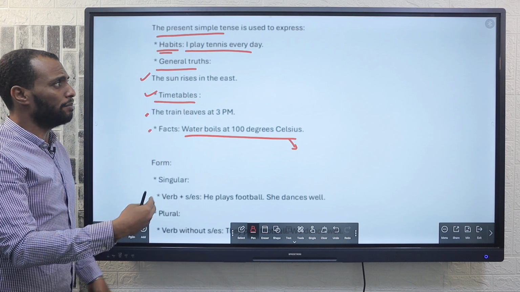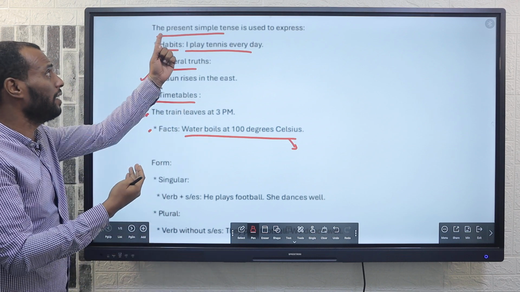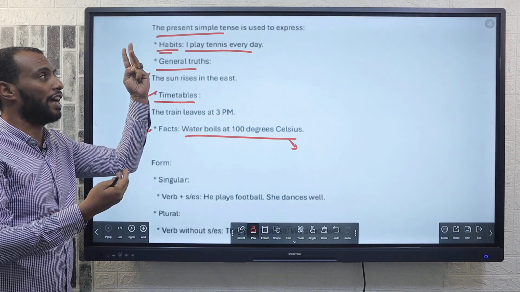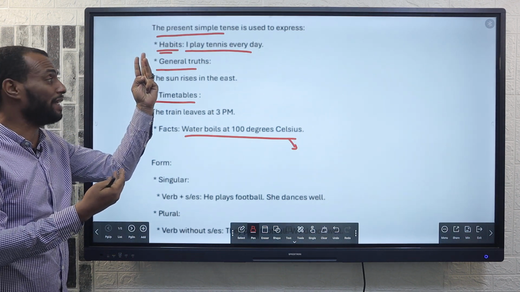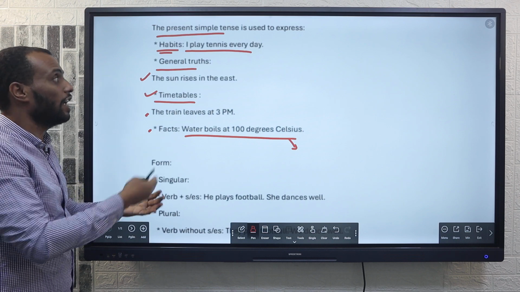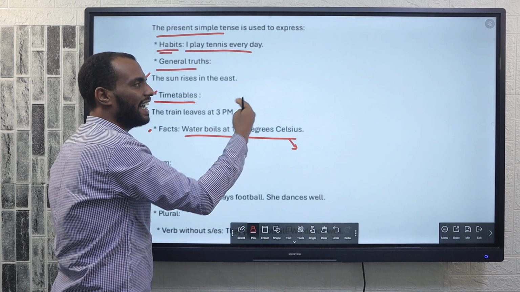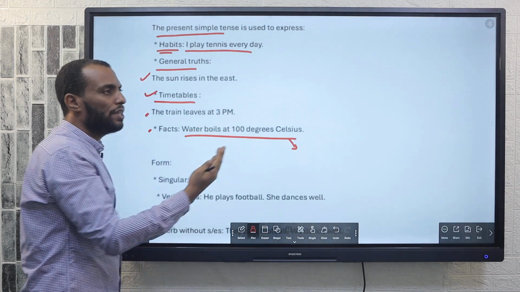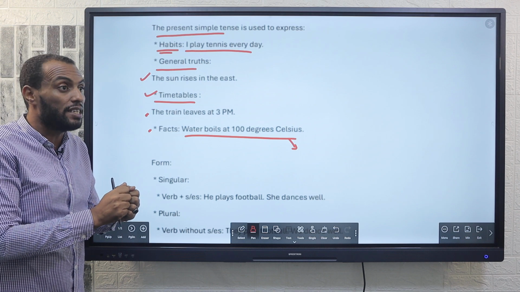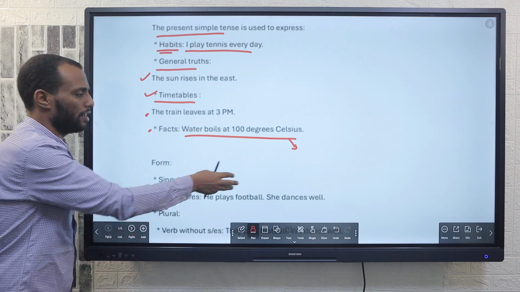So one more time, when do we use the present simple? The first one for a habit, the second one for a truth, and then the third one for the timetable, and then the fourth one, which is for a fact. So now I can tell you when we use the present simple, but we still have another question, which is, how can I form the present simple?